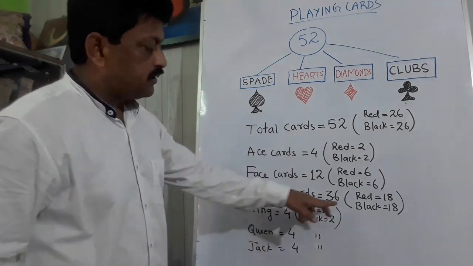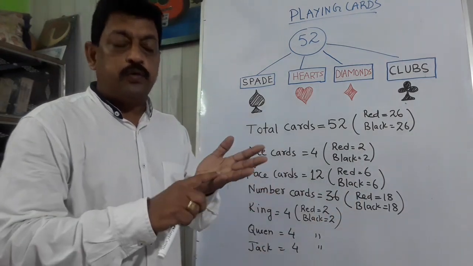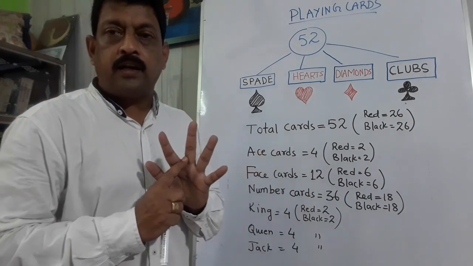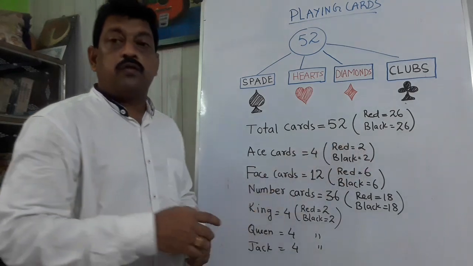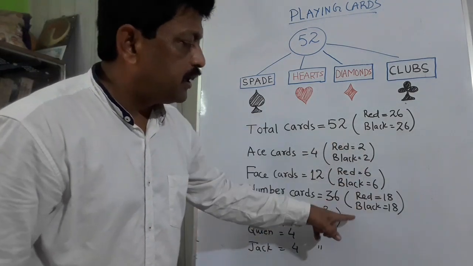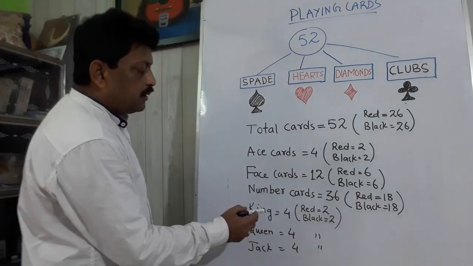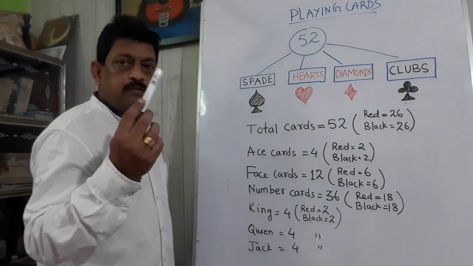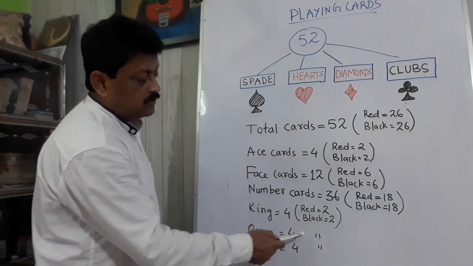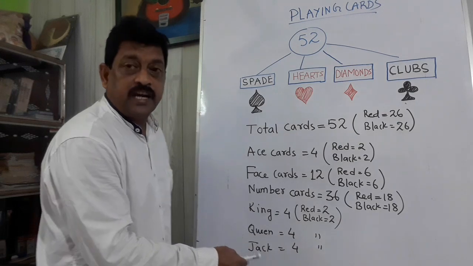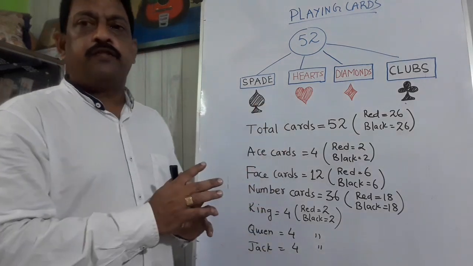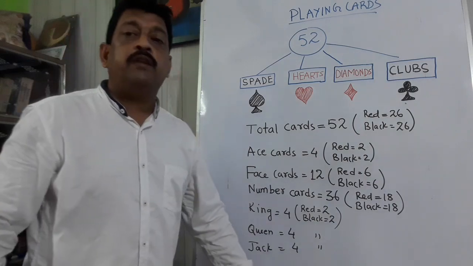Number cards 36, 9 in each row from 2 to 10, 2, 3, 4, 5, 6, 7, 8, 9, 10. 9 cards in each row, there are 4 rows, so 9 times 4 is 36. 36 number cards, of which 18 are red and 18 are black. There are 4 kings, 1 king in each row. So 4 kings, 2 red, 2 black. 4 queens, 2 red, 2 black, and 4 jacks, 2 red and 2 black. This is the total summary of playing card. Now what type of question will come from here?